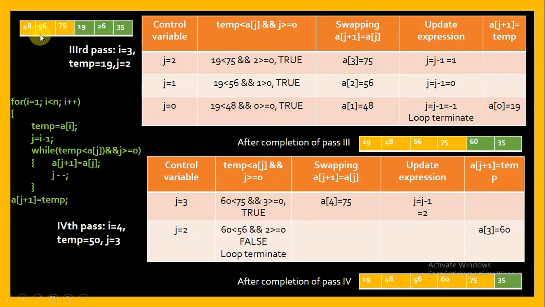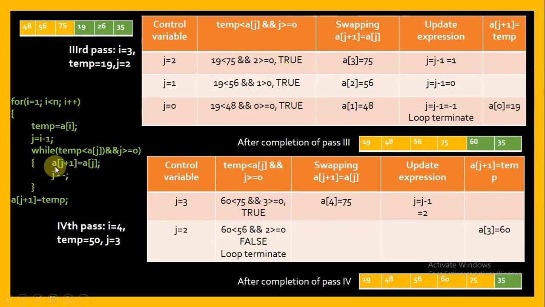So a[3] is equal to 75. You can see a[j+1] is equal to a[j]. j is 2, so a[3] is equal to a[j], which is 75. So 75 will come here, and then j will be decremented. j will become 1. Now again we will check the next element. 19 is less than 56. You can check this element. Temp less than a[j]: 19 is less than 56 and 1 is greater than 0.